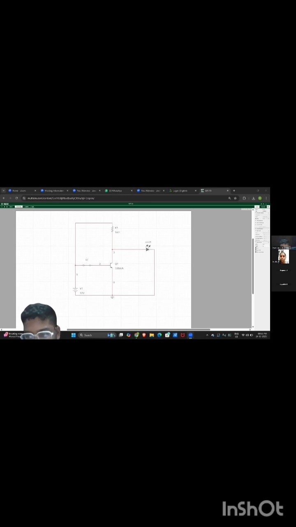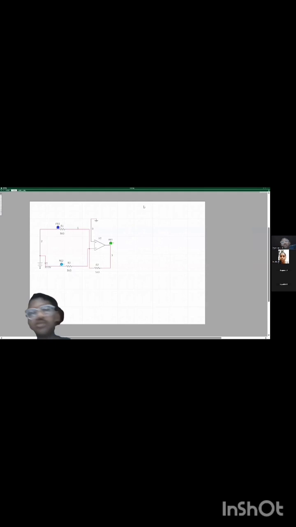Next, objectives. To demonstrate how a BJT can function as an electronic switch, to design and simulate a circuit that controls an LED using the transistor and a push button, to understand transistor operating regions: cutoff, saturation, and current amplification, and to correlate experimental results with theoretical switching behavior in digital circuits.